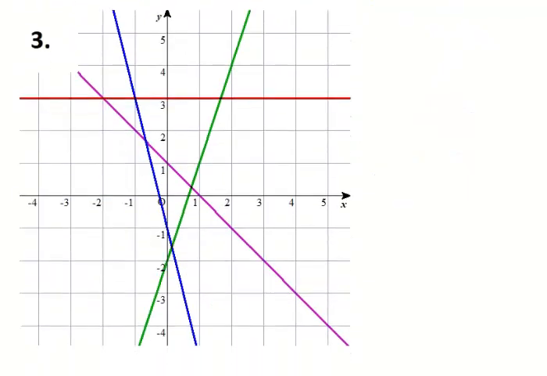Let's do another exercise. Okay, we have 4 lines in here and our first horizontal line. So let's start with the green one. Okay, let's go with green.